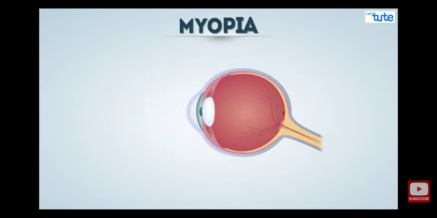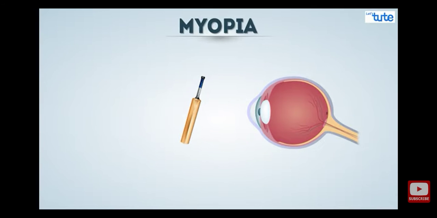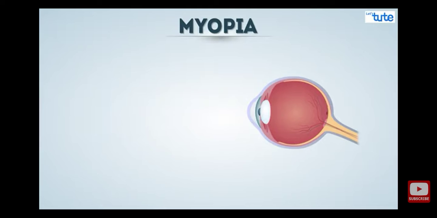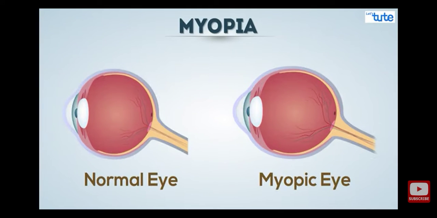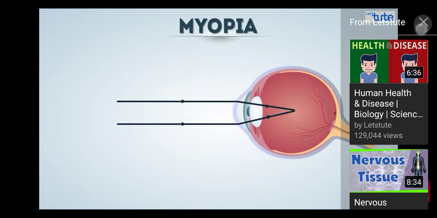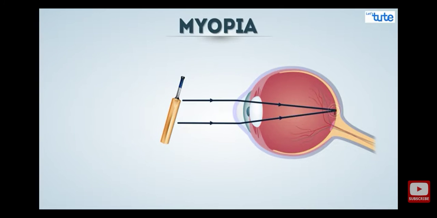Now, in the case of myopia, the image is formed in front of the retina instead of on the retina. In this case, people can see close objects clearly, but the objects which are farther away are blurry. Now, why does this happen? Why is the image formed in front of the retina? This happens due to elongated eyeballs, and because of that, the distance between the lens and the retina is increased, which makes the light rays converge in front of the retina. In the case of nearer objects, this does not happen. The light rays get converged on the retina, and hence they can see closer objects clearly.